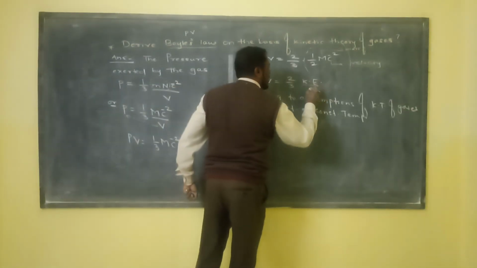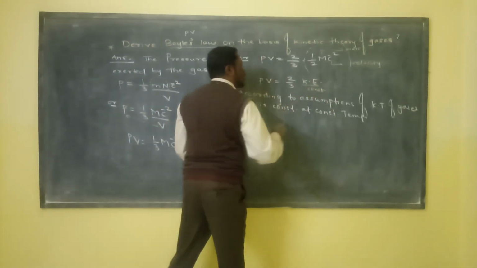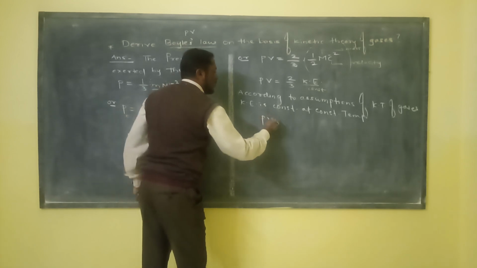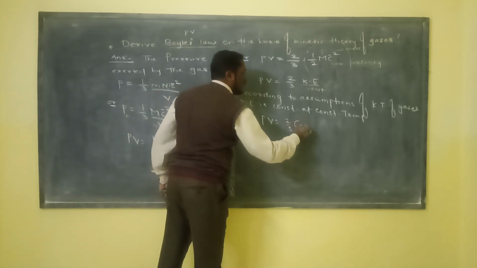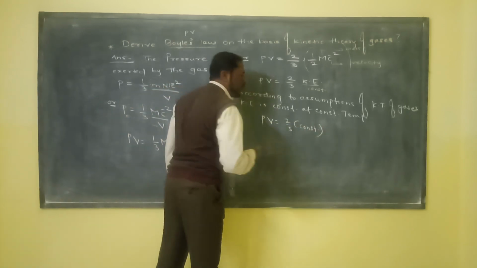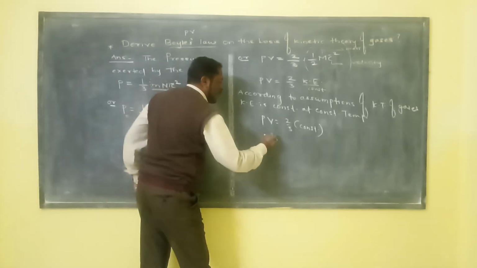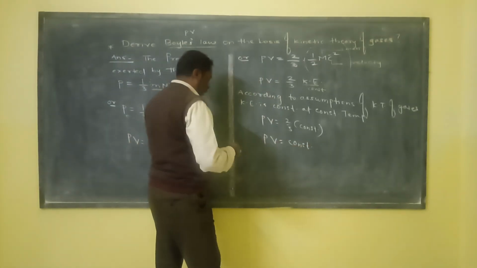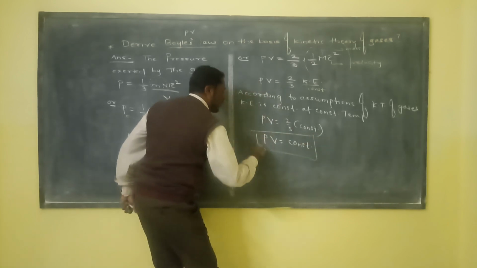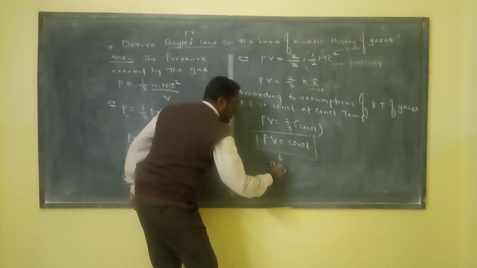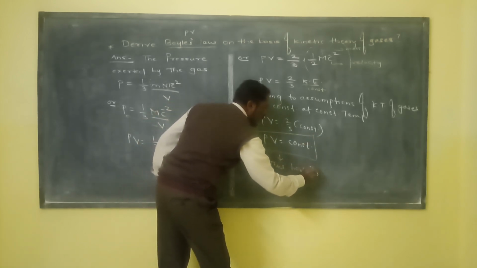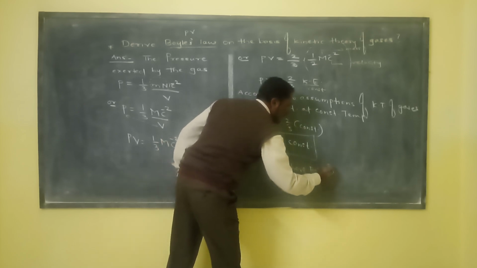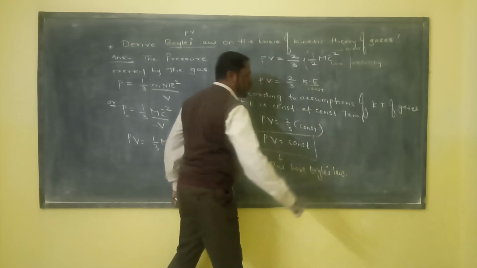So this factor is constant here. So what can we write? PV is equal to 2 by 3 into constant. Something multiplied by constant becomes constant. So PV is equal to constant here. Thus, PV is equal to constant. Thus, here Boyle's law is obeyed.